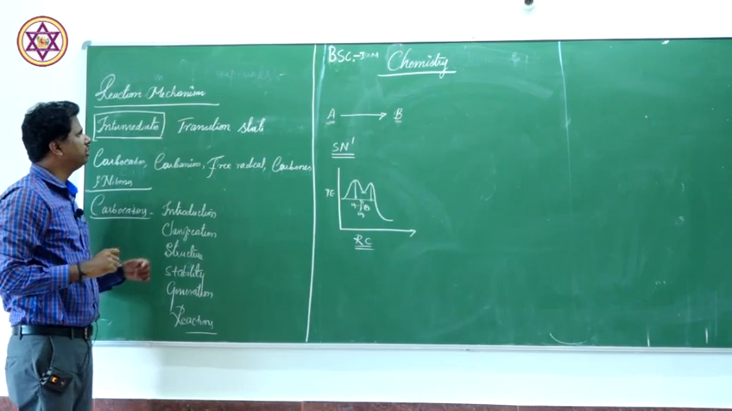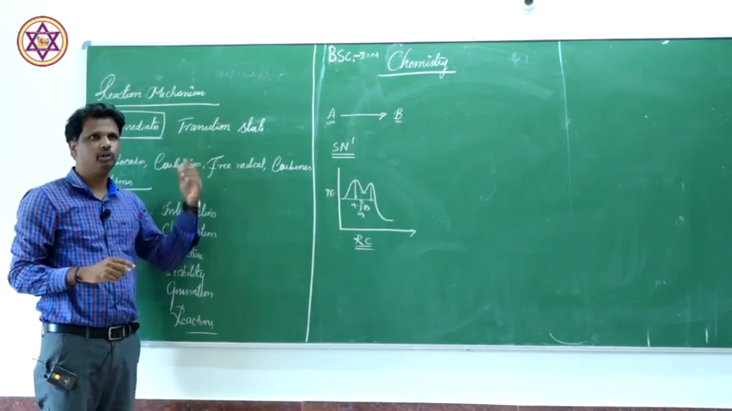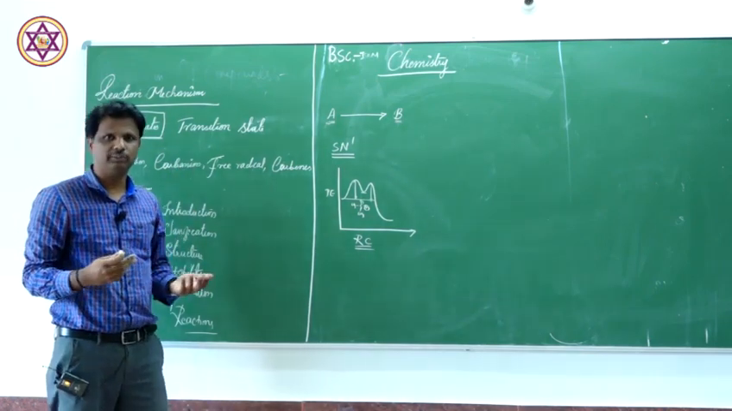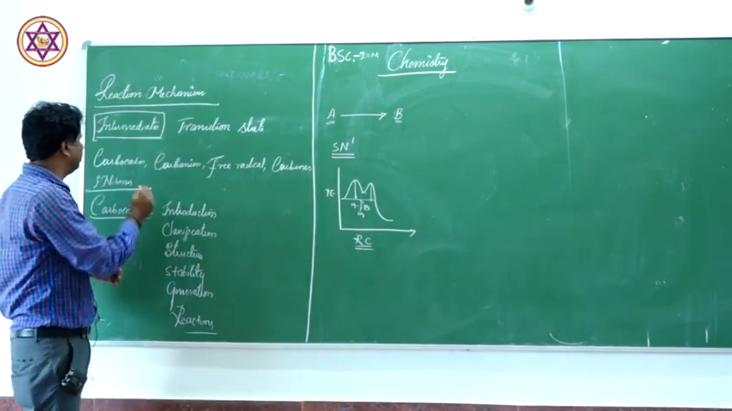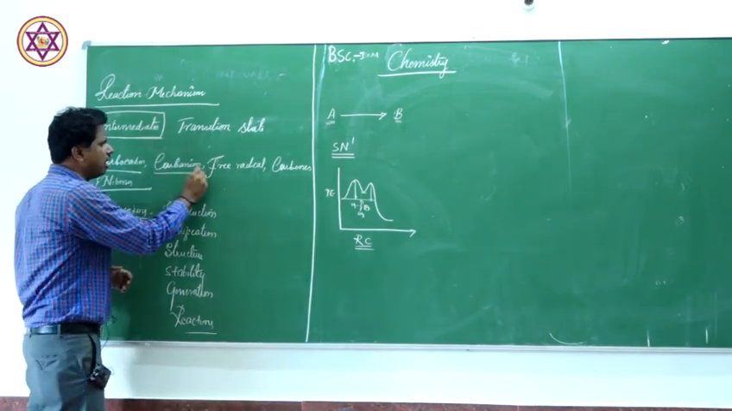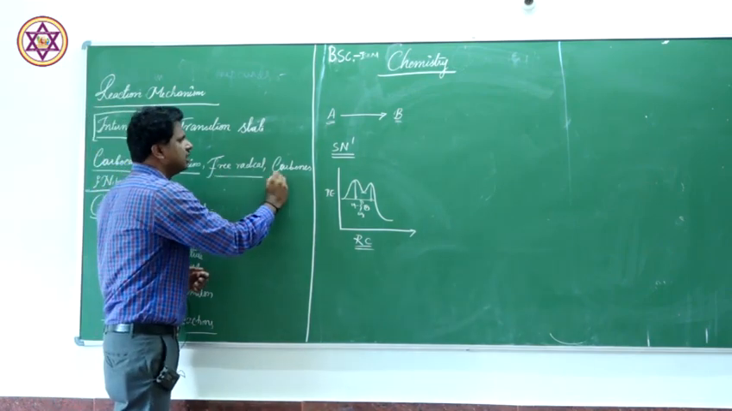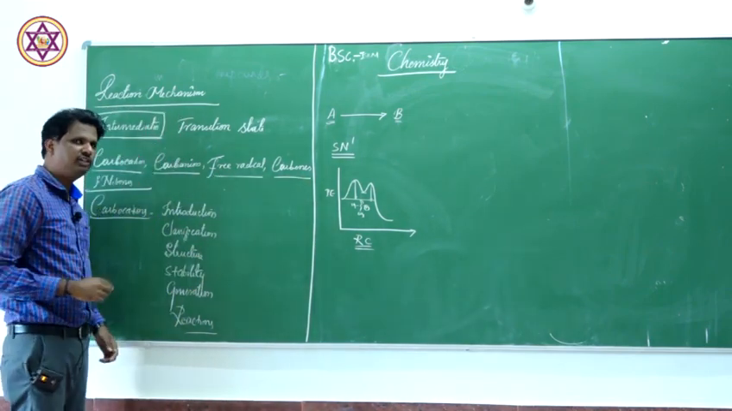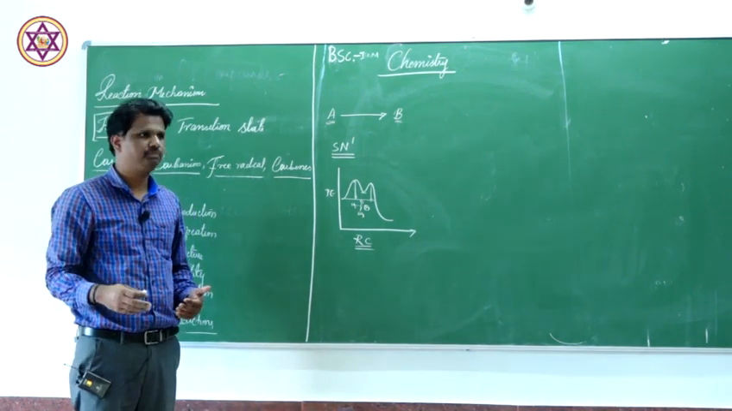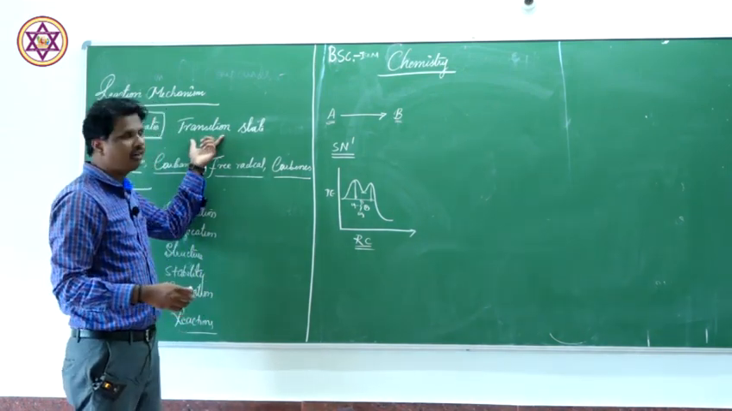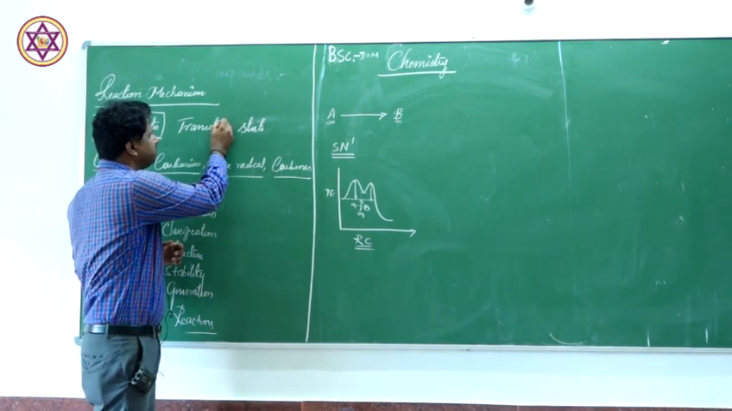Before going to that, we also talk about the transition state, because you often come across both of the words. Sometimes we say reaction intermediate. The reaction intermediates are of different types: carbocations, carbanions, free radicals, carbenes and nitrenes. These are the different intermediates we are going to discuss in this topic, in this video lecture. But I just want to give clarification about the transition state.